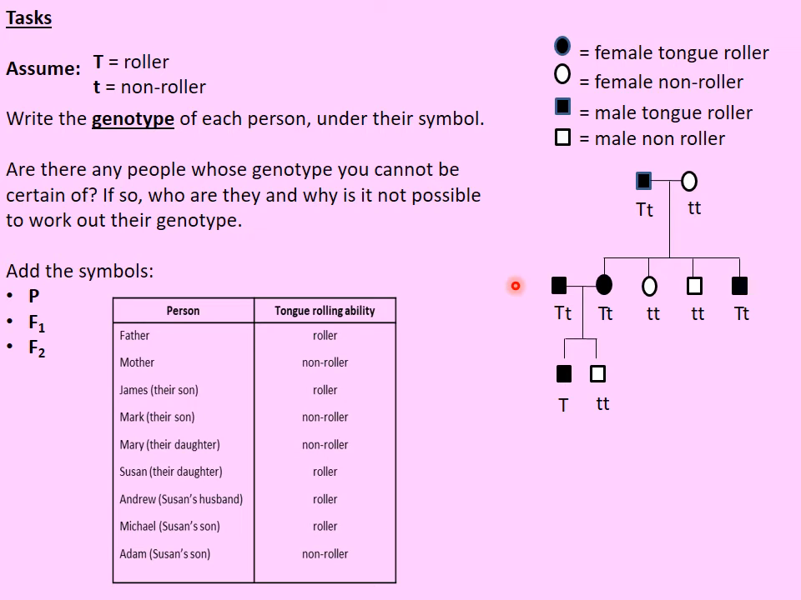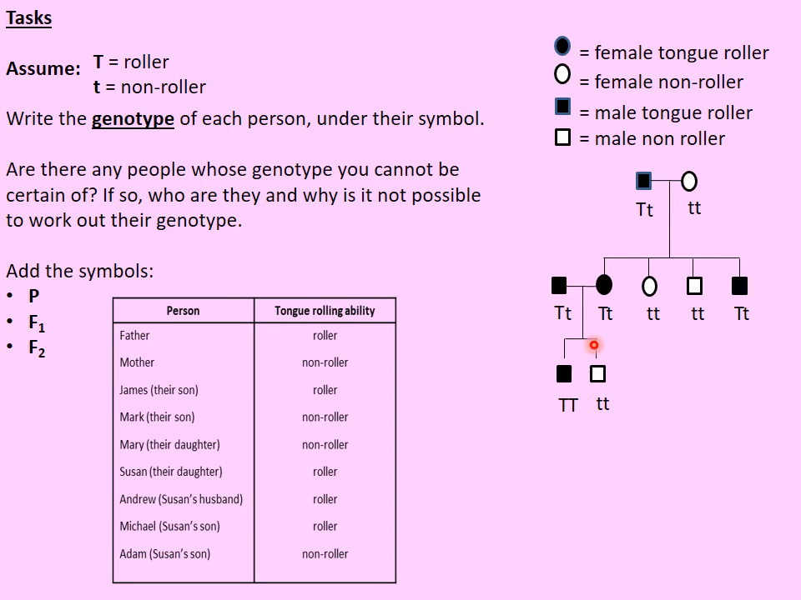And then our final individual down here in the corner, who we need to work out, is a little bit more tricky. They could get the big T from Andrew. Let's just say that they get that definitely from Andrew. If we look at what Susan could potentially give them, Susan could give them one of her big T's, so they would be big T, big T.